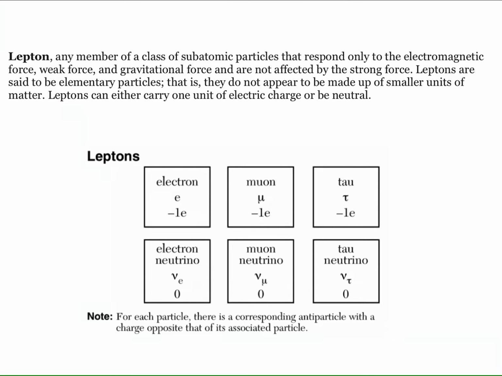So leptons are any member of a class of subatomic particles that respond only to the electromagnetic force, the weak force, and the gravitational force, but are not affected by the strong force. That sounds like a bunch of mumbo-jumbo, so let me just explain. The weak nuclear force. The weak nuclear force is the one that holds the protons and neutrons together to make the nucleus. That's the force that holds them together. Okay? The strong nuclear force bonds the atoms themselves, the quarks, together, which we'll get to later.